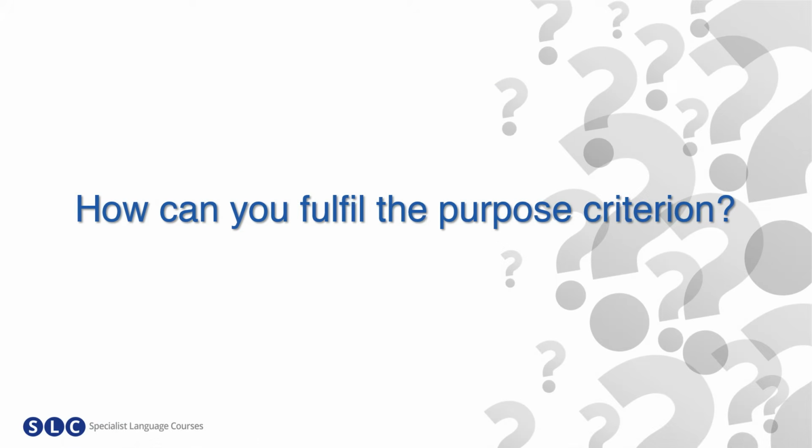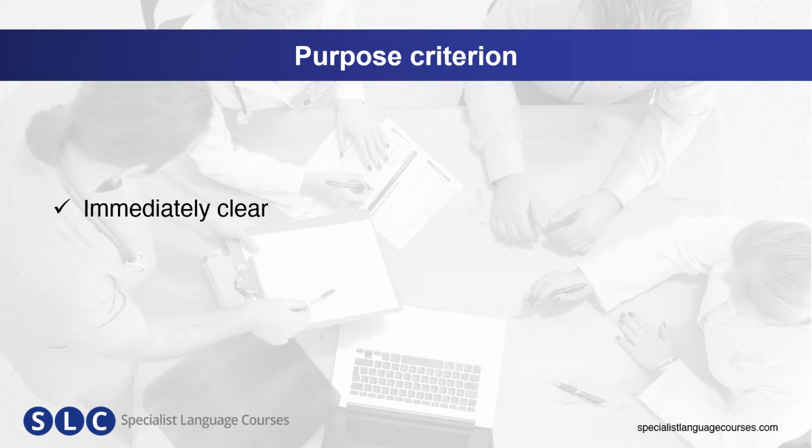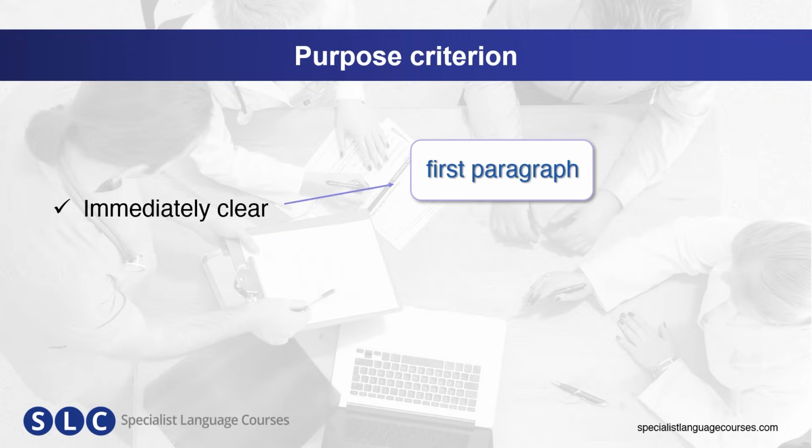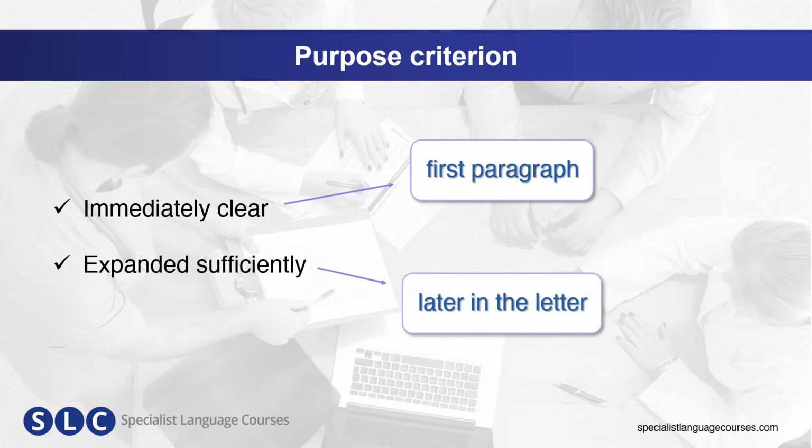To fulfill the OET criterion for this area, the purpose must be immediately clear and easily identified. Healthcare professionals have limited time, so need to be able to find the important information quickly. So this means you should write the purpose in the first paragraph. The criterion also states that the purpose should be sufficiently expanded, so you should include specific details of the purpose later in the letter. For example, how specifically the reader should support the patient.